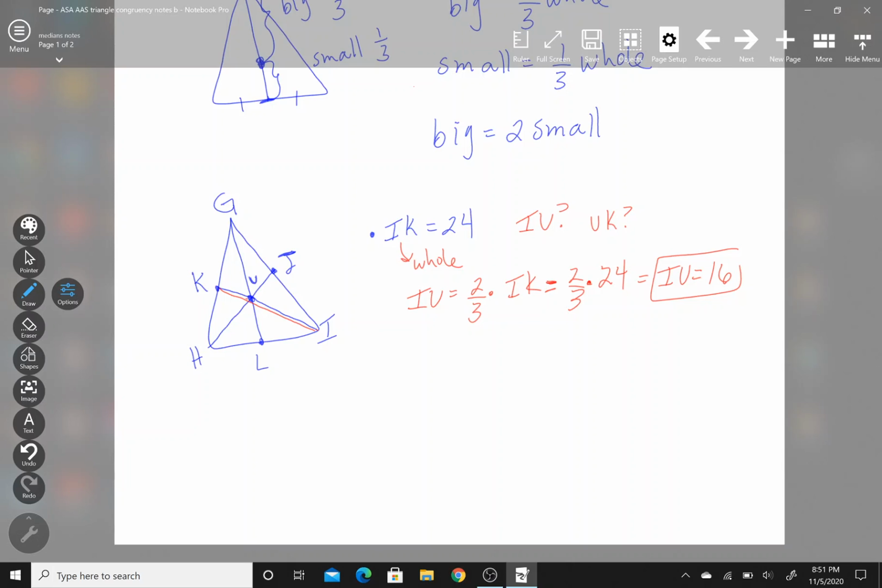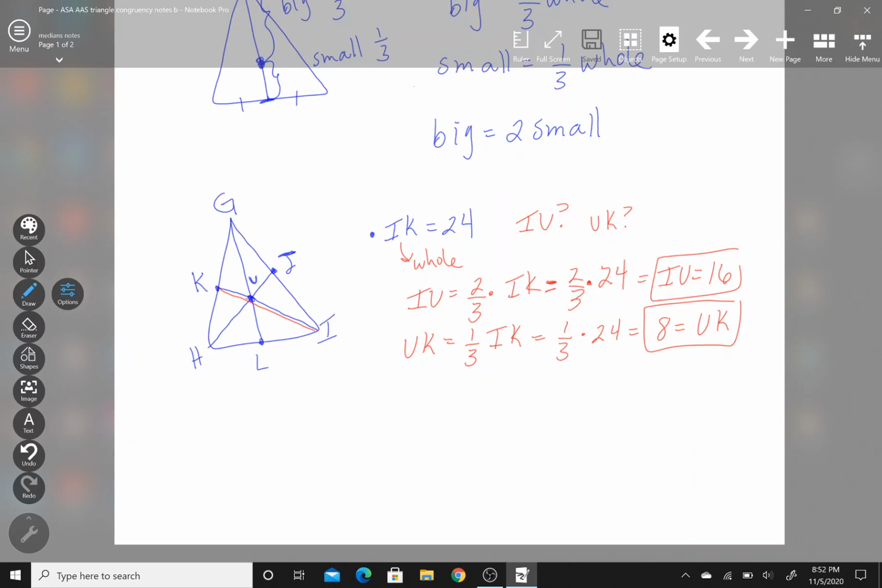Next, we'll do UK. UK is 1/3 of IK, 1/3 of the whole. So 1/3 times 24, which is 8. And that's UK, the small piece. And notice, y'all, the big piece, IU, is 2 times the size of the small one. So I could have used that fact and done 16 divided by 2 and gotten 8, but I wanted to show you guys using the 1/3. So there's many different ways that you can notice and solve different problems.